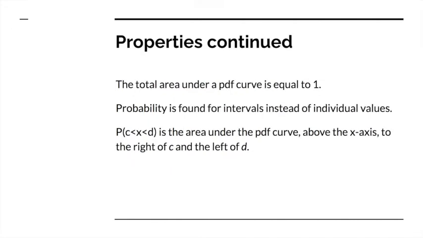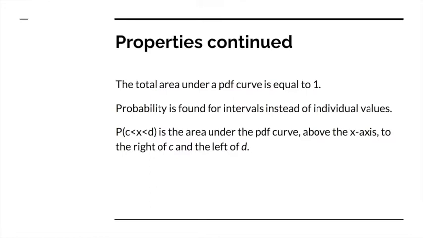The total area under a PDF curve is always equal to 1. Just like in the discrete chapter, where we had tables and the probabilities all had to add up to 1. Same concept, because area and probability are now the same thing. The area must be 1 in order for the PDF to be legitimate.